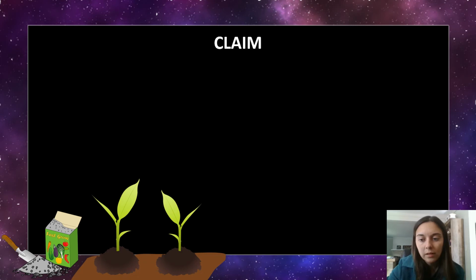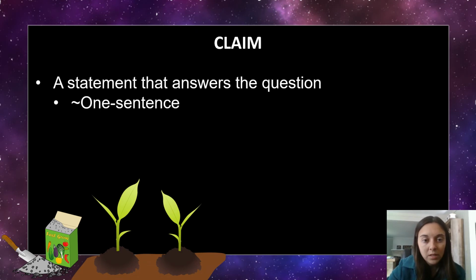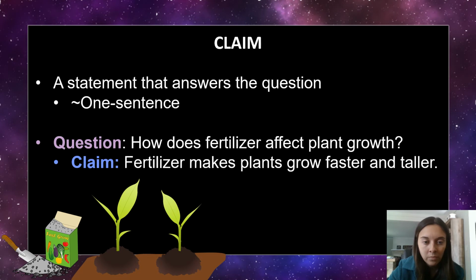Okay, let's look at the claim. The claim is super easy. It is one statement that answers the question. It's typically one sentence, unless you're asking a multiple part question. Here's an example of a claim. If my question was, how does fertilizer affect plant growth? I do some type of experiment with this, and at the end, I get the result and make a claim to say fertilizer makes plants grow faster and taller. Okay, one statement. Super simple.